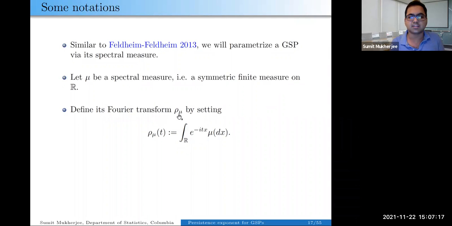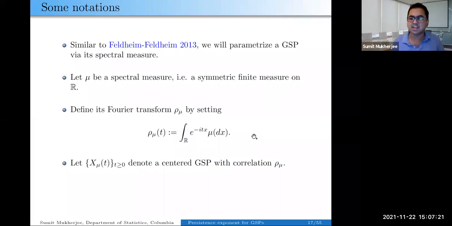So define its correlation function, rho mu, and now just take a centered Gaussian stationary process with this correlation function rho mu. I'm going to index it by X mu because I want to study its effect in terms of mu, and mu will keep on changing. So we'll change mu from line to line, and this notation X mu is supposed to capture that.